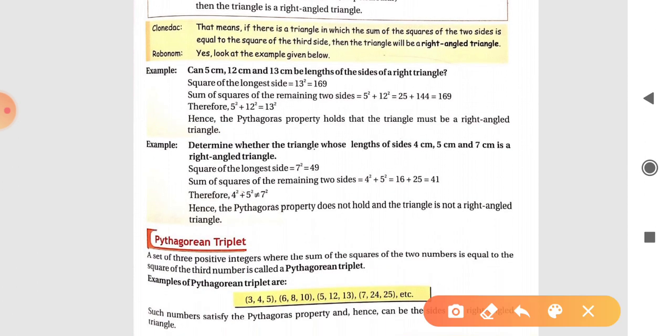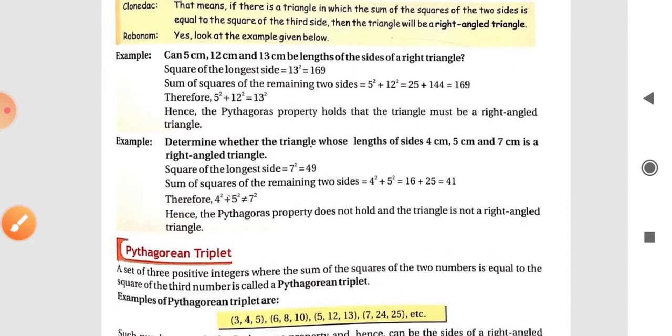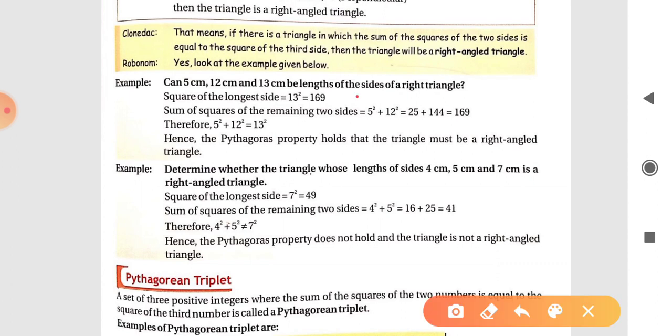Then there are some examples. First example is, can 5 cm, 12 cm and 13 cm be the lengths of sides of a right triangle? We have to find whether these are sides of a right angle triangle or not. For the triangle to be a right angle triangle, we have to prove Pythagoras property. And Pythagoras property says that h square is equal to p square plus b square. Hypotenuse is the longest side, and the longest side among these is 13. So firstly find the square of the longest side, 13 square, which is 169.